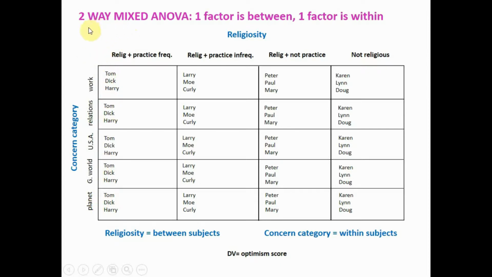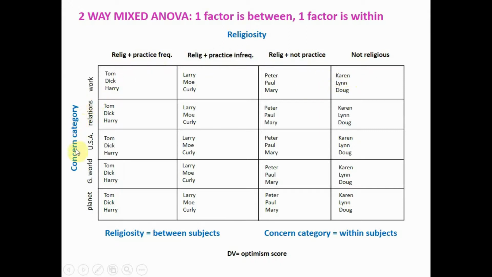So the analysis that we're going to run is called a two-way mixed ANOVA because we have two factors. That's where the word two comes in. One factor is religiosity, so that's one independent variable. Factor is just another name we have for independent variable. And then the second factor is concern category. Now that's where we get the word two. Where we get mixed is this factor here is between subjects. Remember that we have a different group of people in each level of the factor.